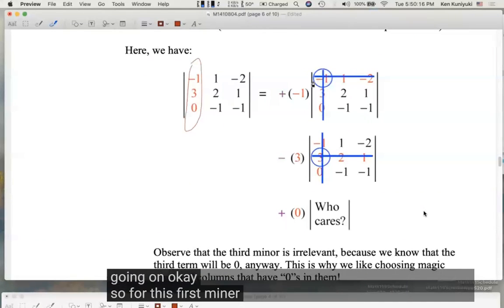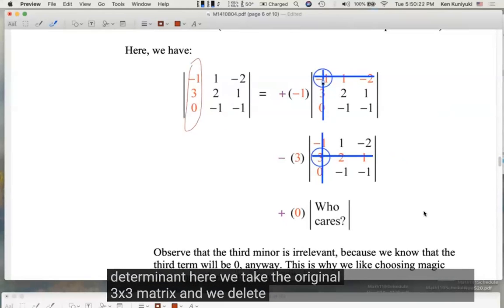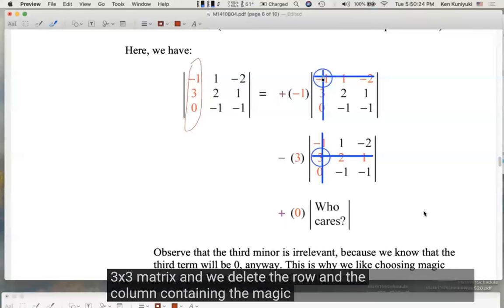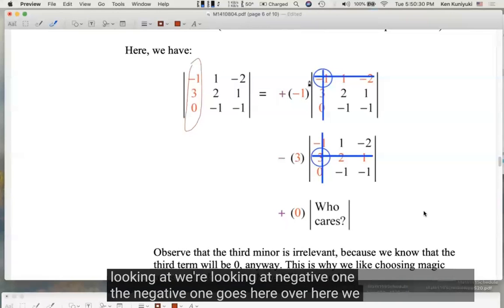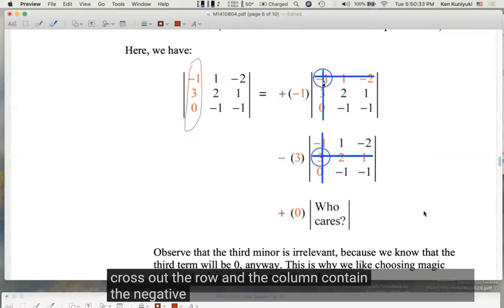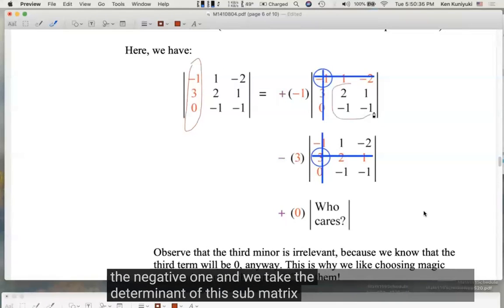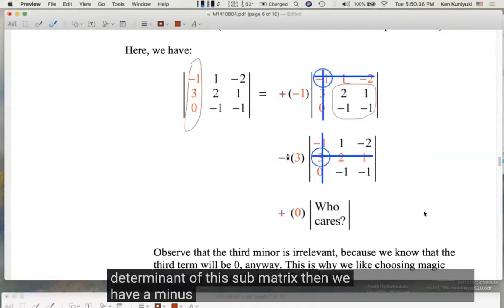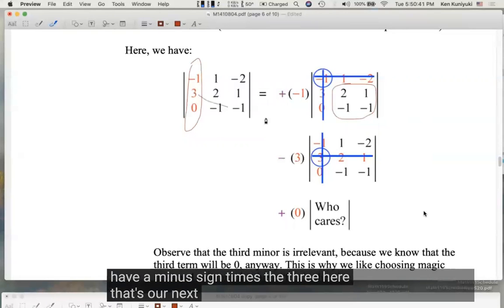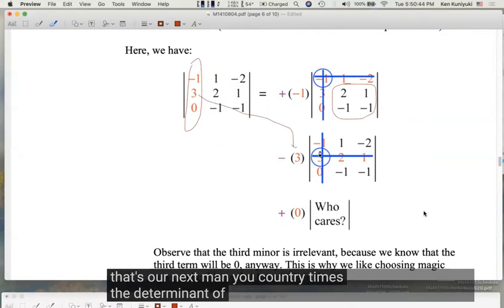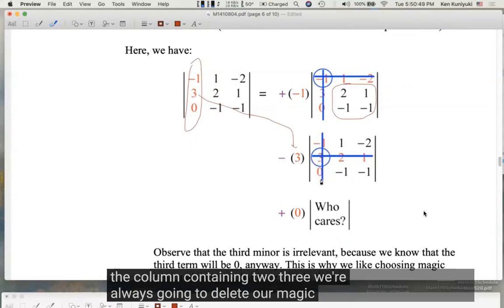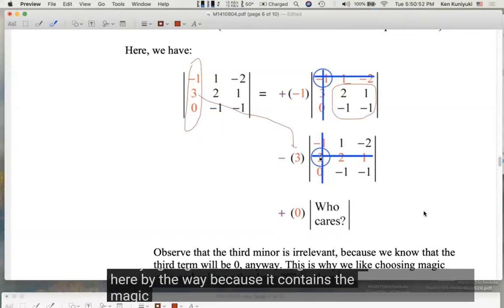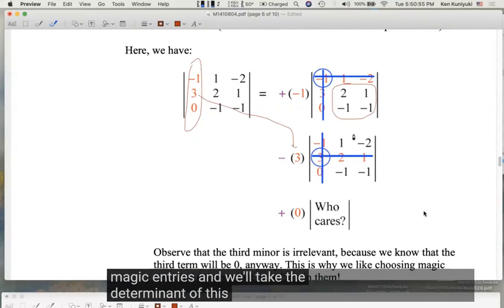Okay, so for this first minor, for this determinant here, we take the original 3x3 matrix and we delete the row and the column containing the magic entry we're looking at. We're looking at -1. The -1 goes here. Over here, we cross out the row and the column containing the -1. And we take the determinant of this submatrix. Then we have a minus sign times the 3 here. That's our next magic entry. Times the determinant of, we delete the row and the column containing the 3. We're always going to delete our magic column here, by the way, because it contains the magic entries. And we'll take the determinant of this submatrix.